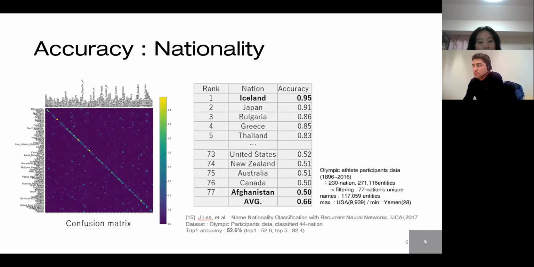This is the classification accuracy of each country that our classifier has obtained from the test result. The average classification accuracy is 66%.